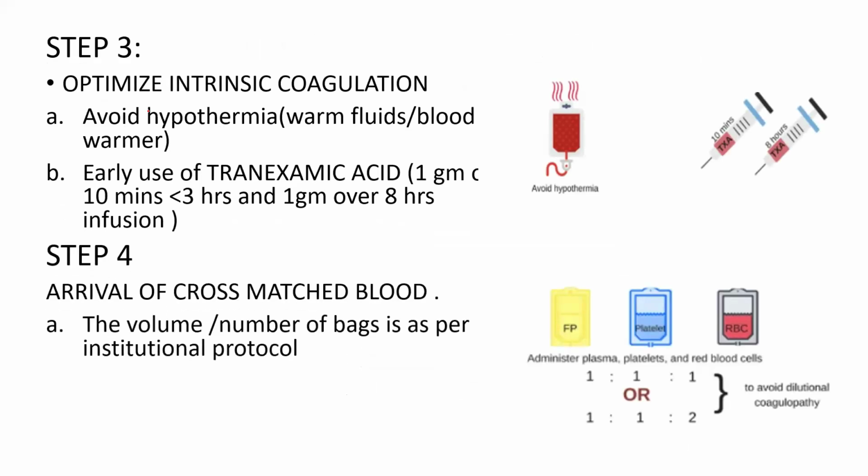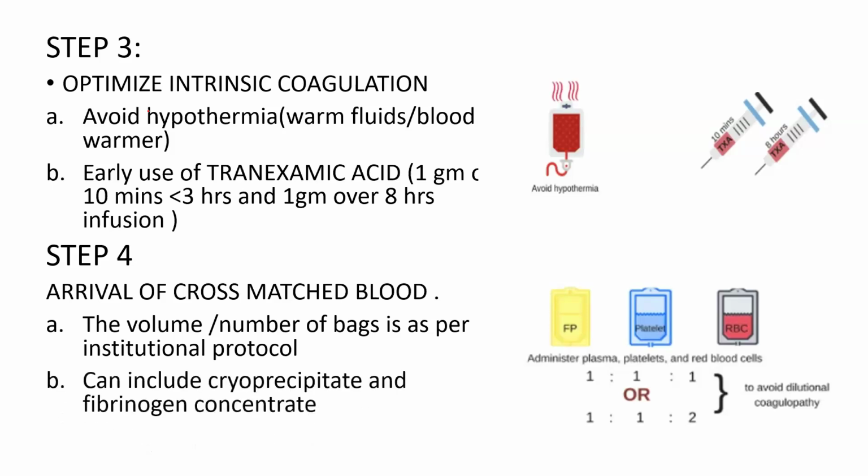Step 4, you need to have a proper ratio that is mentioned. Okay, so if you have a 1:1:1, it would always be better. Multiple trials, both your PROMMTT, which was in 2013, and probably 2015 of your PROPPR trial, both said that 1:1:1 should be sufficient enough. Okay.